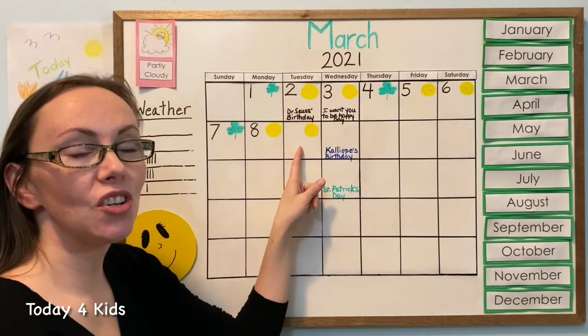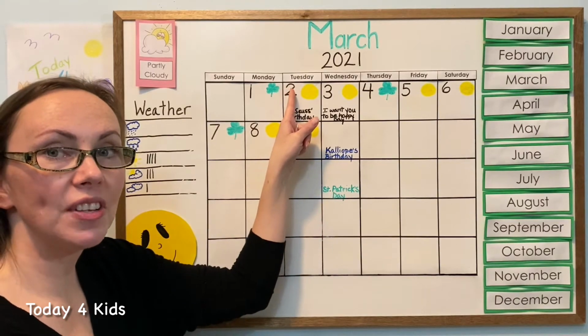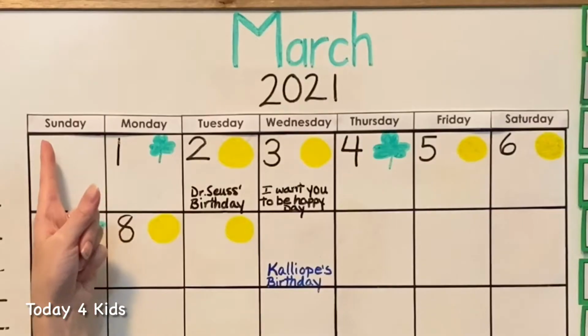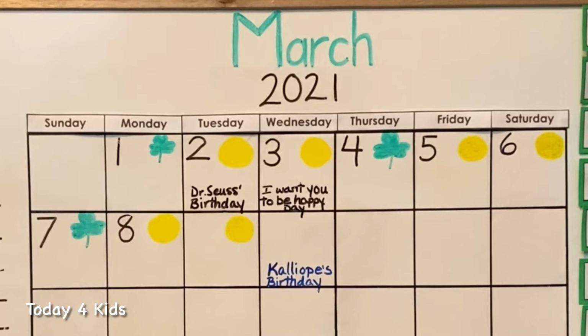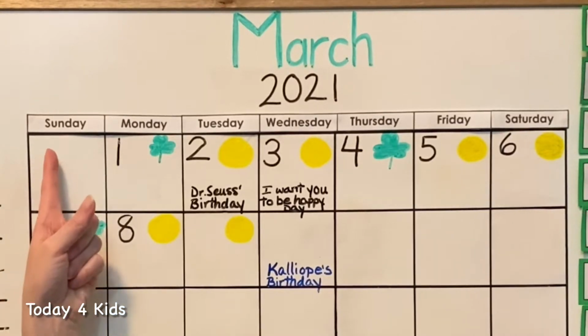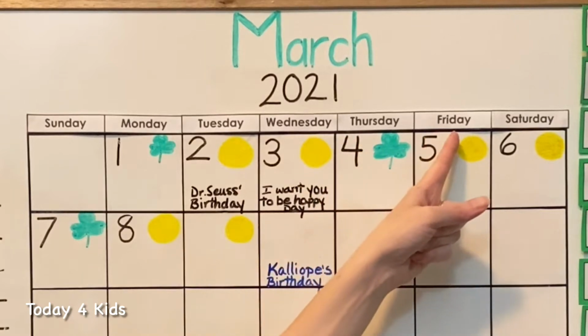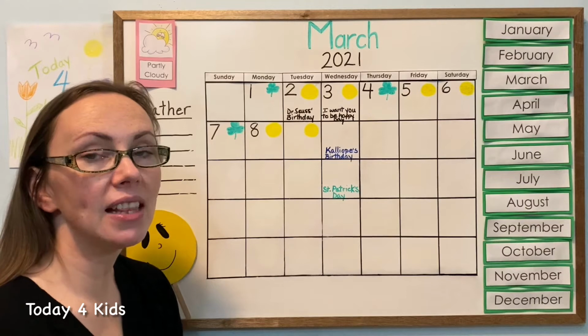Now that we've drawn our circle in our square, let's go up to the top and count all the days of the week together and say their names. Are you ready? 1, 2, 3, 4, 5, 6, 7. There are 7 days in the week. Sunday, Monday, Tuesday, Wednesday, Thursday, Friday, Saturday. Good job. Thank you for saying that with me. I love it when we do it together.